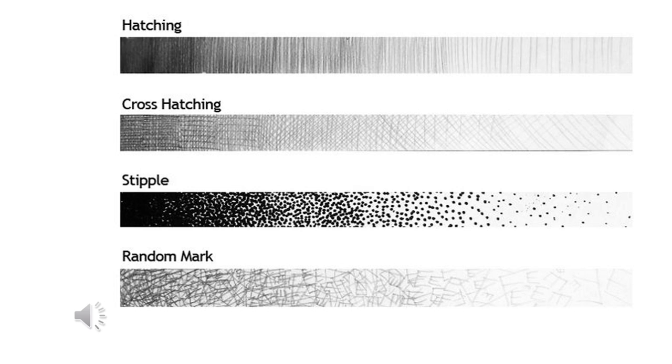So hatching is the parallel lines, cross-hatching is where they cross over, like the letter T or letter X. Stippling is the dot making, and then mark making, like I said before, is that kind of random scribbling, but it's controlled, it's advanced scribbling now.